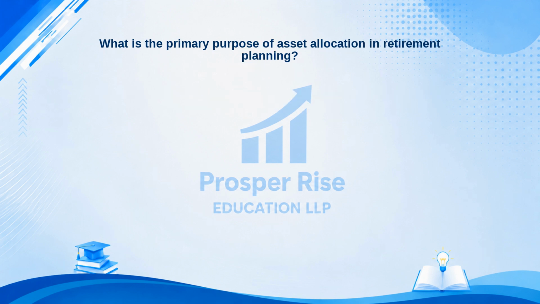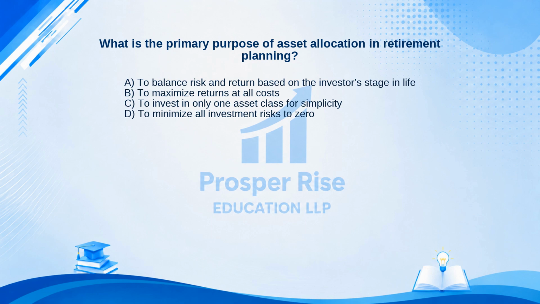What is the primary purpose of asset allocation in retirement planning? Here are your options. A. To balance risk and return based on the investor's stage in life. B. To maximize returns at all costs. C. To invest in only one asset class for simplicity. Or D. To minimize all investment risks to zero.